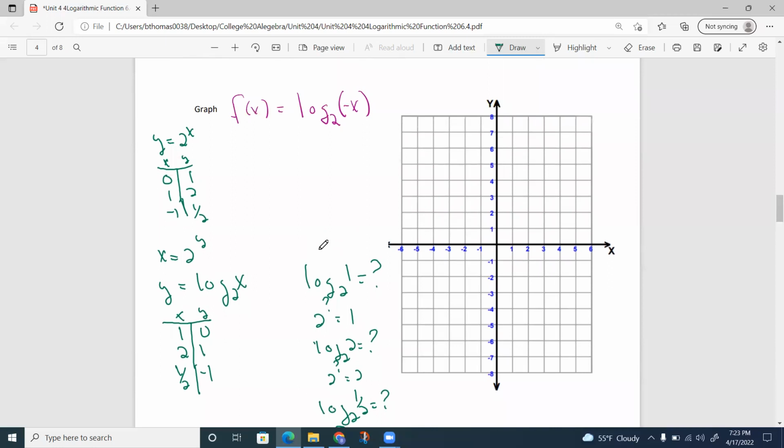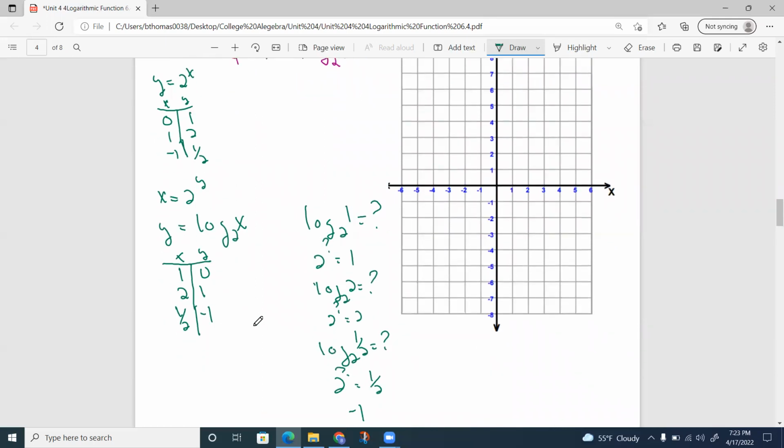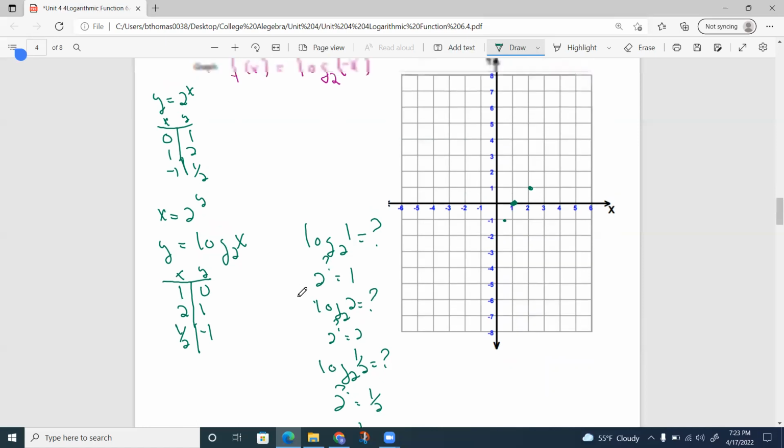So graphing a logarithmic function, I have to kind of go back to the exponential function to start with, and then I can start picking up on that, because really I'm used to the exponential more so than the logarithmic at this point, until I get a little bit better at that. So we have (1, 0), (2, 1), and (1/2, -1). That's where those points would be.